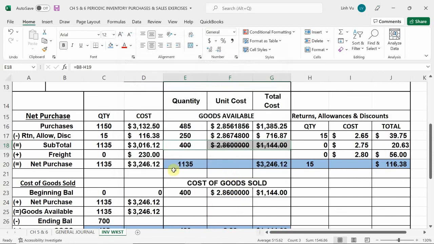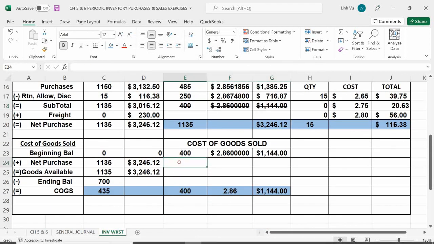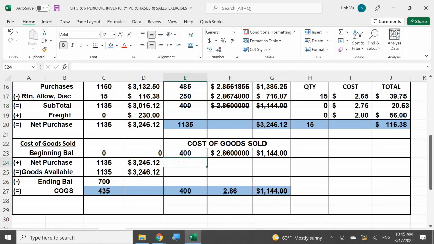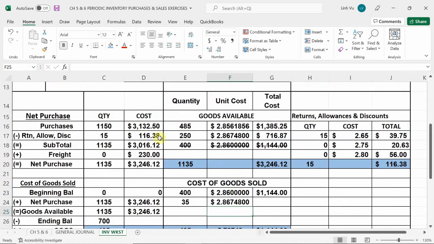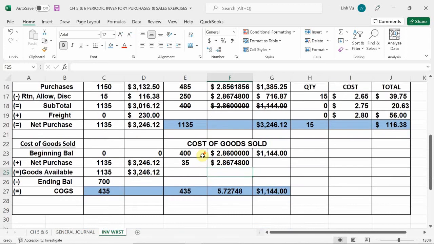Okay. Now, how many more do I need to keep selling to get to 435? 35. So in this case, I need to solve for my items. It's going to cost me $2.8674. Since I'm not taking all of it, I need to calculate this. What is my grand total cost of goods sold for selling 35 units at $2.86748?